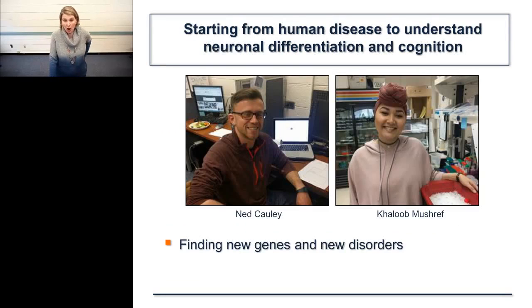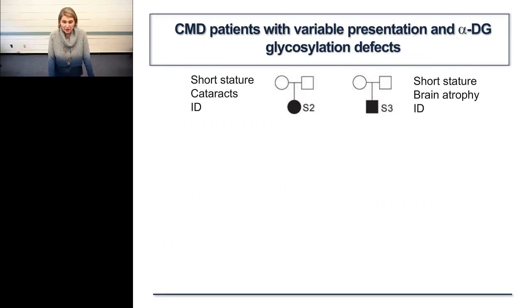And what I want to tell you in the last few minutes is one story where we did that, where we started to look at sporadic cases that had a somewhat different, somewhat strange phenotype, trying to find new genes for new disorders. And these are two more people in my lab, Nat Colley, who's a grad student, and Khalid Mushraf, who's a technician, who are working really hard on this project and have helped get it started.